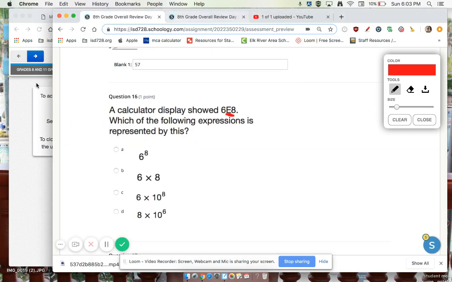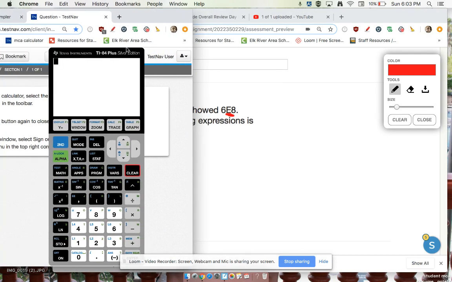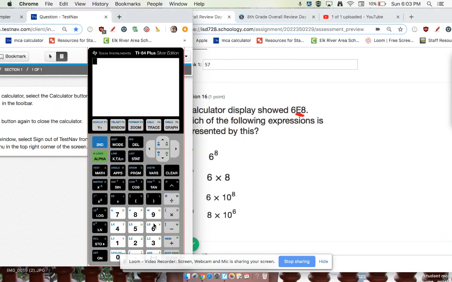So now I'm going to evaluate each of these and see which one equals that weird 6e8. So 6 to the 8, remember the "to the" button is this caret, 8. Okay, I'm going to do it again. 6 to the 8, enter, and definitely not the 6e8.